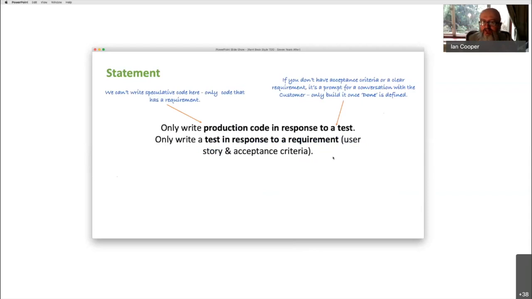If I come to write my tests and I don't know what the acceptance criteria are, I don't know what the behavior is, and I feel like I'm stalled, well, actually, that's a prompt, right? It's a prompt to say, we don't understand this story well enough. Let's get the product owner or the customer back into the room. Let's talk to them. And let's find out what we should actually be building.